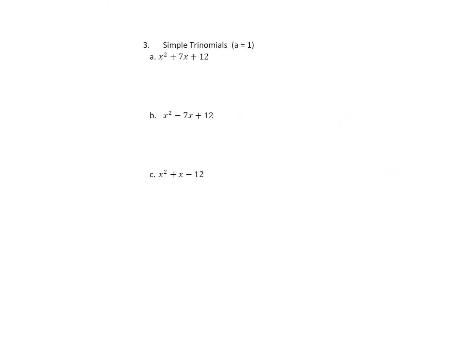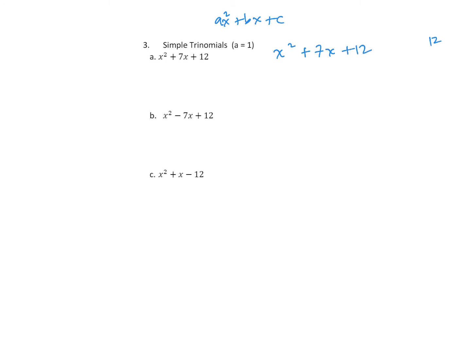The next type of factoring are simple trinomials. They will be 3 terms. A simple trinomial means the coefficient on the x squared is just 1. So think of a quadratic in standard form is ax squared plus bx plus c. So a simple trinomial means that the coefficient a is 1. So all we have to do is find two numbers that multiply to get the end and add to get the middle.